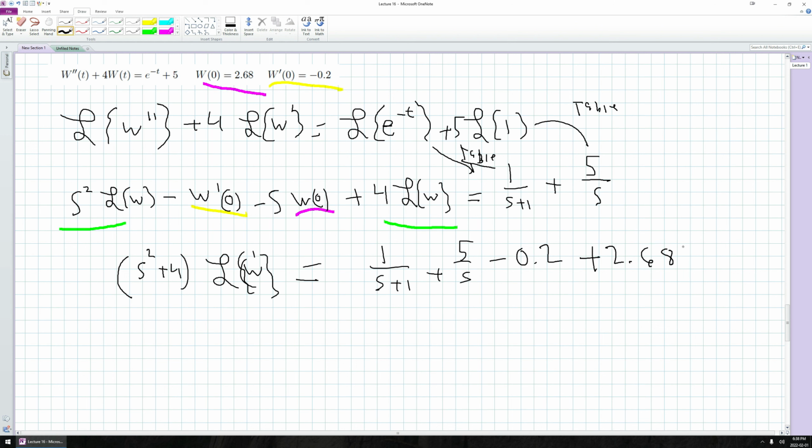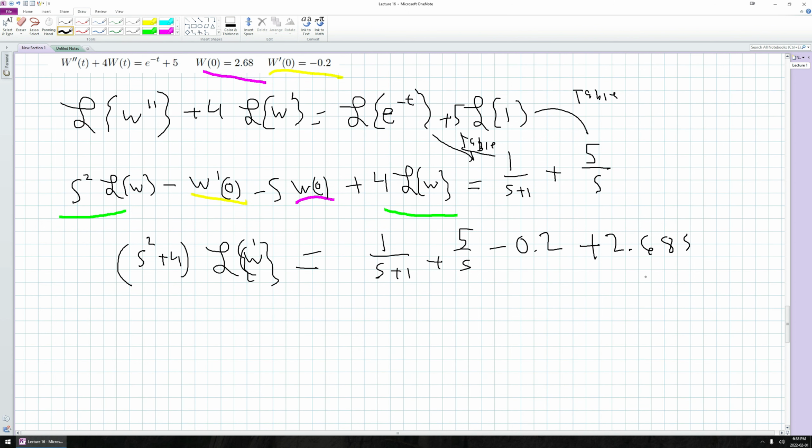2.68 times s. Okay, so now I want this to be one giant fraction to make my partial fraction stuff a little bit easier to handle algebraically. Mathematically speaking, you don't have to do this, but it will make your life a lot nicer than doing 4 potential partial fraction decompositions, right? So here, if I chase out the details, I'm going to get a common denominator of what?